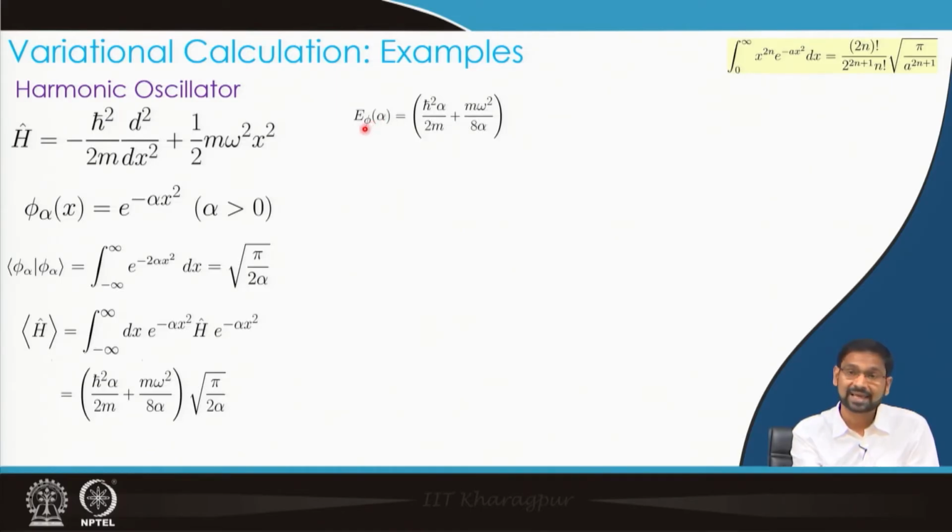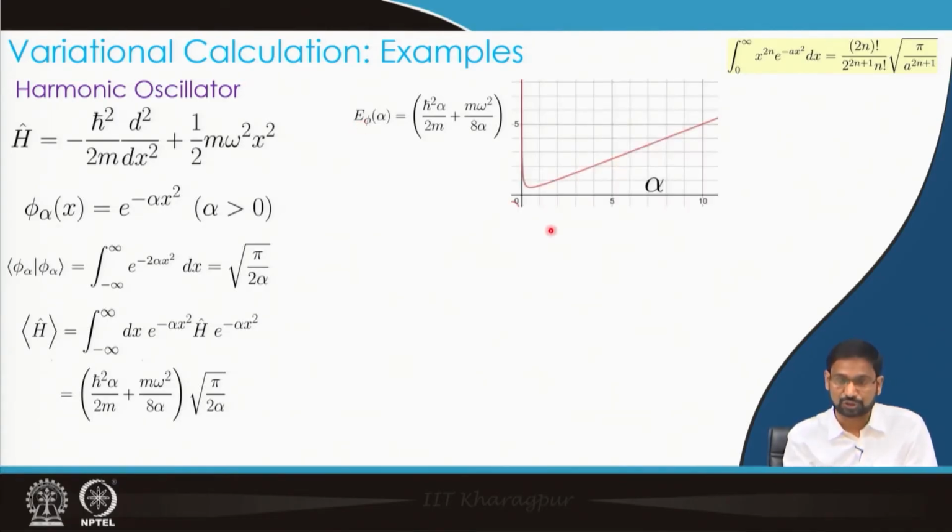So, now I see that this energy E corresponding to the trial wave function is going to change when I change the value of alpha. It is often a good idea to plot this function E phi as a function of alpha. When I do that, this is what I am getting. Of course, to obtain this plot, I have assumed atomic units. So, h bar is 1, mass is 1 unit, omega is 1 unit. So, therefore, essentially I have alpha by 2 plus 1 over 8 alpha, just to look at the functional form of the energy.